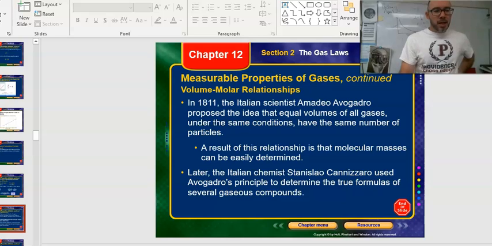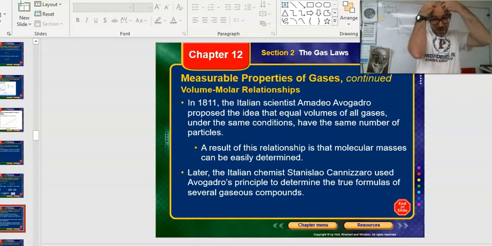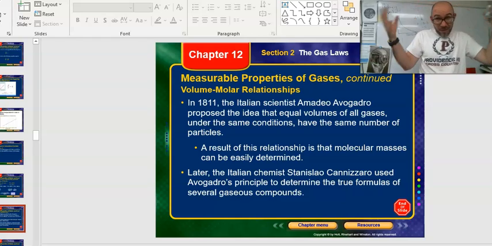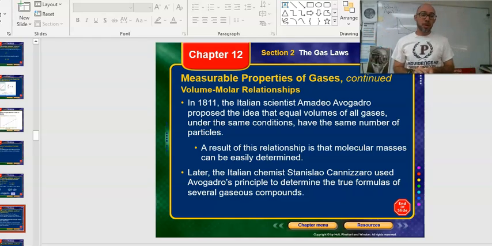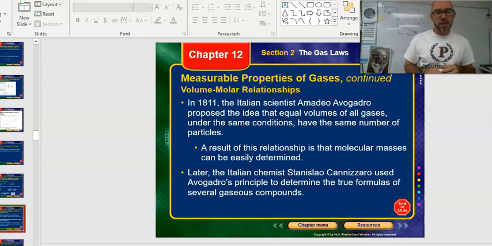Okay, last guy, Amedeo Avogadro. Remember, he kind of looks like a house elf. In 1811, he proposed the idea that equal volumes of all gases under the same conditions have the same number of particles. To me, I just think, how did he figure that out? It just totally blows my brain. And of course, he gets Avogadro's number named after him, which you've got on your calculator.